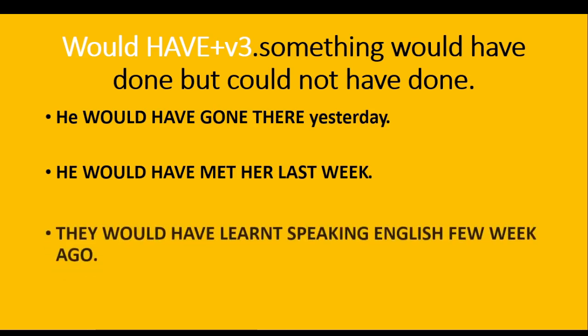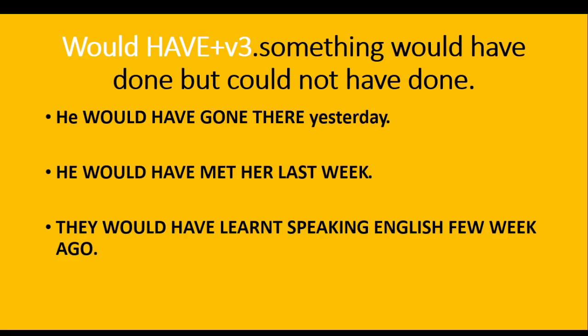And here you can see the third example, "They would have learned speaking English a few weeks ago." This sentence is also showing an uncompleted past action. They are showing their regret, because they had a chance to learn speaking English in the past, but they could not learn it. I don't know why they could not learn speaking English, but this sentence is showing they had a chance in the past to learn speaking English, but they could not.